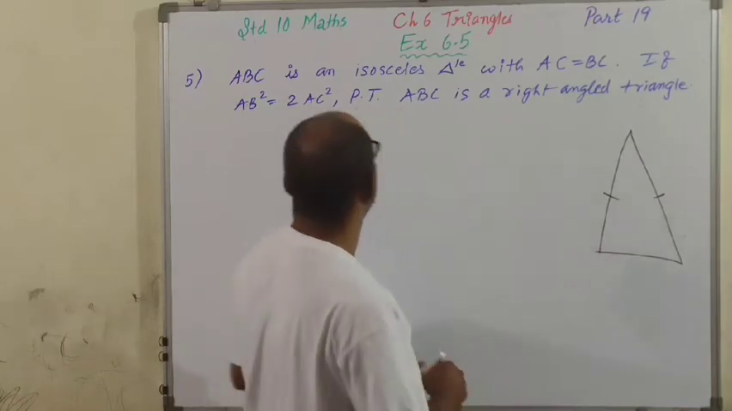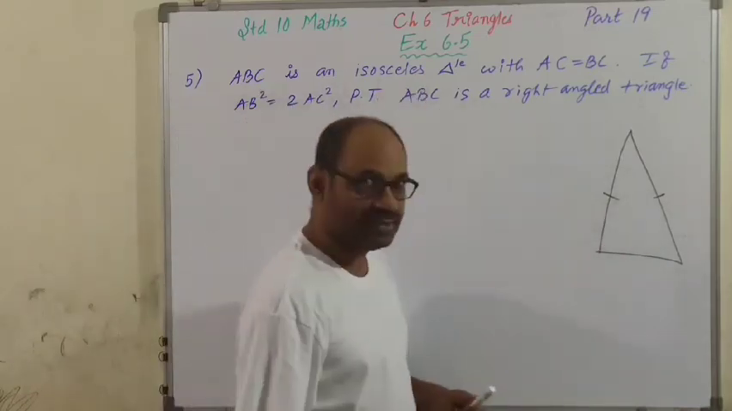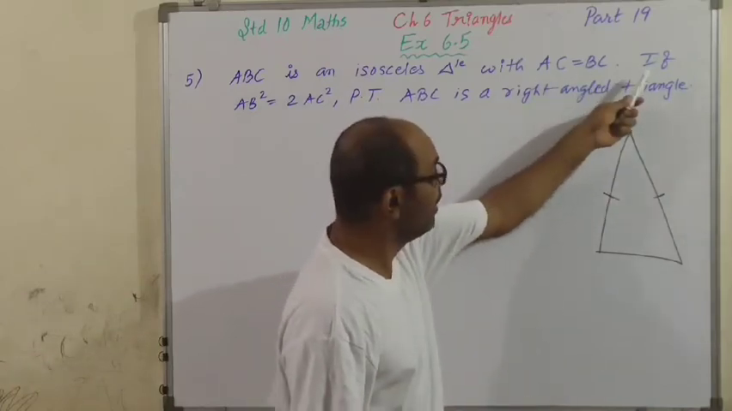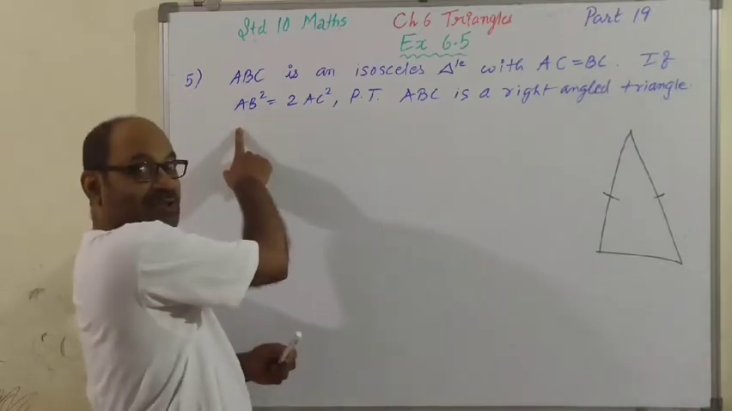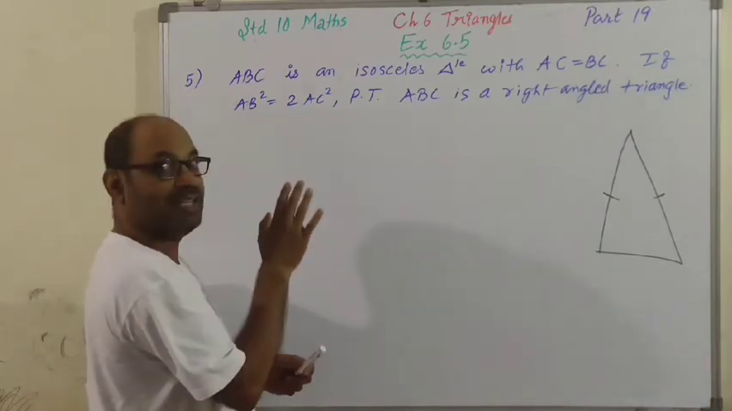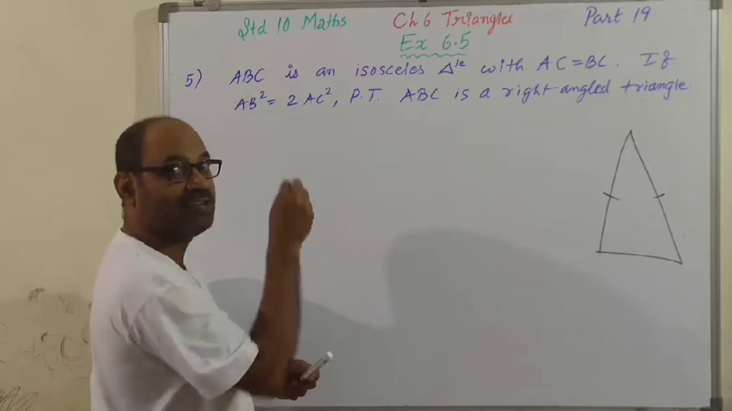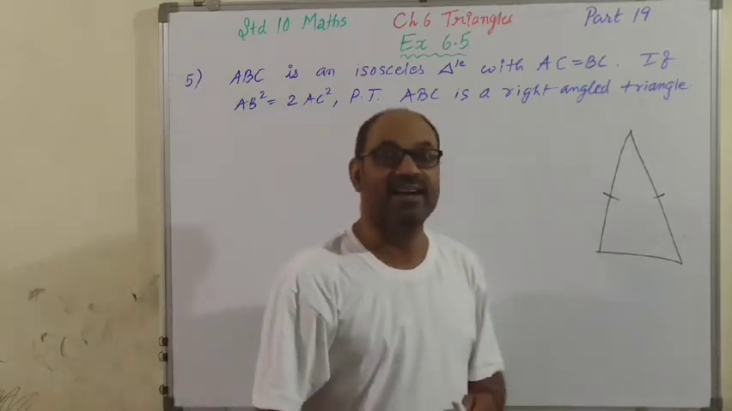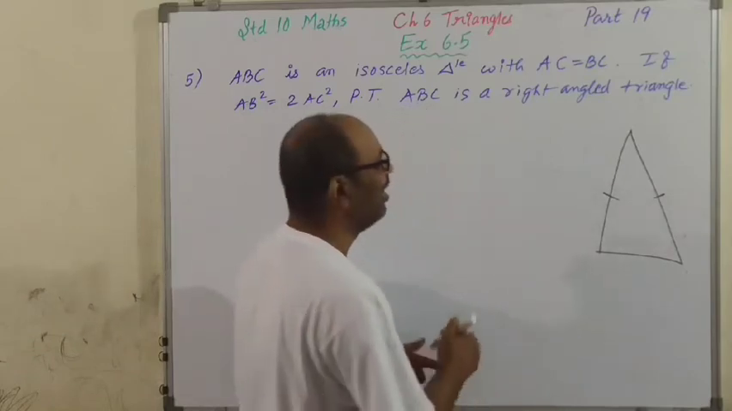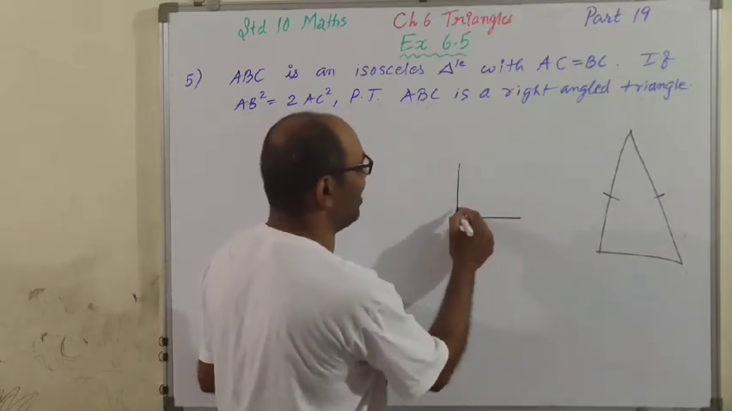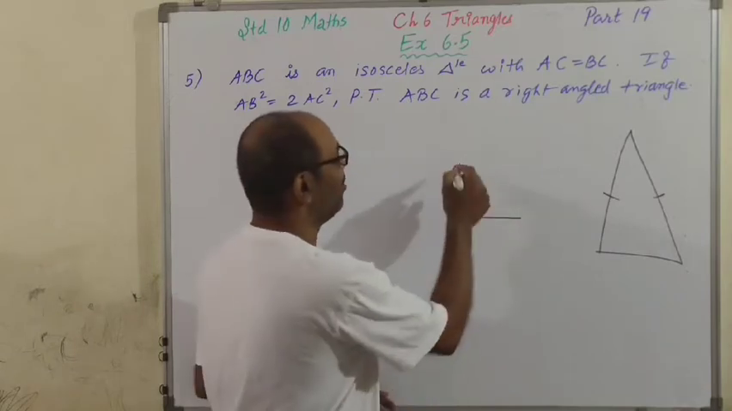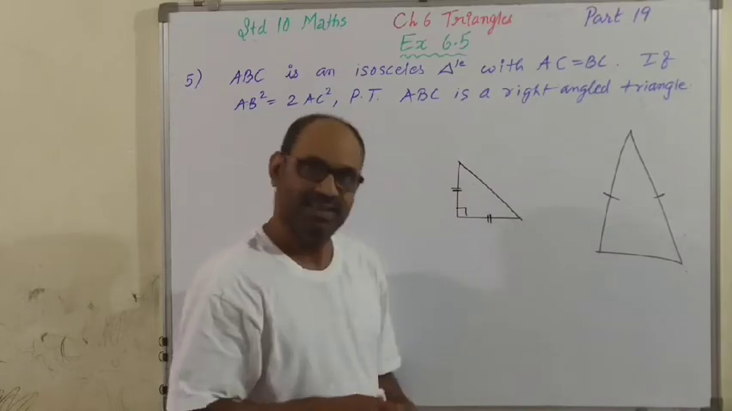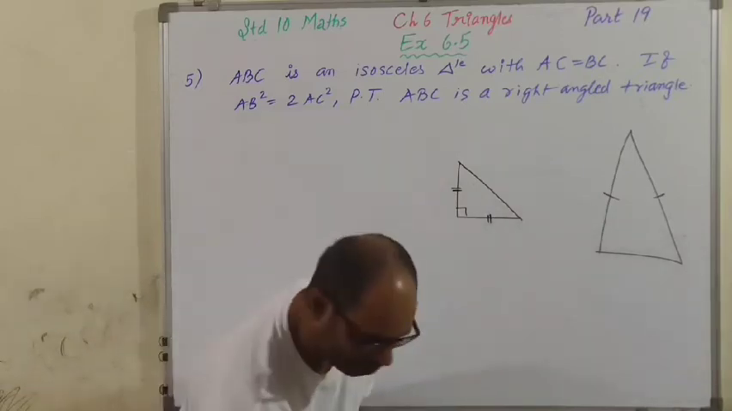The reason: triangle ABC is an isosceles triangle, AC is equal to BC. If AB square is equal to 2 times AC square, that is the extra condition, prove that ABC is a right angled triangle. So the figure should have a right angle, and you know the hypotenuse is the greatest side, so these two sides should be equal, isosceles triangle.